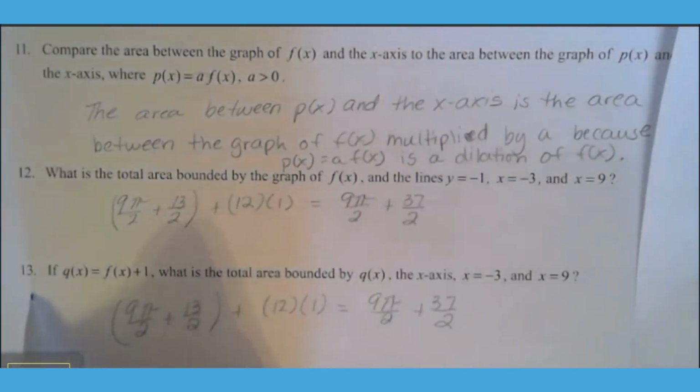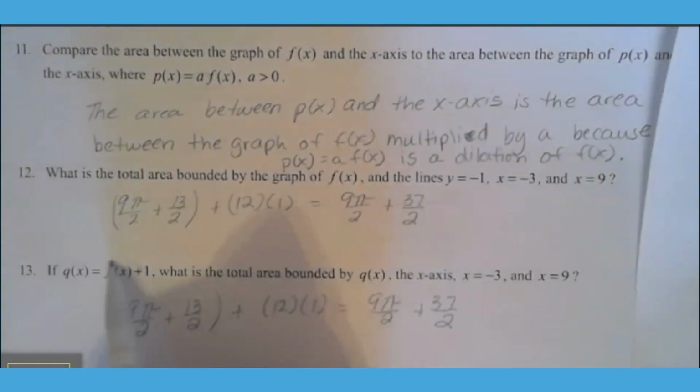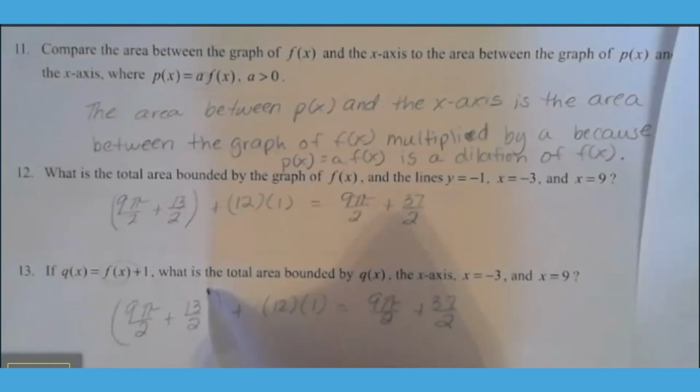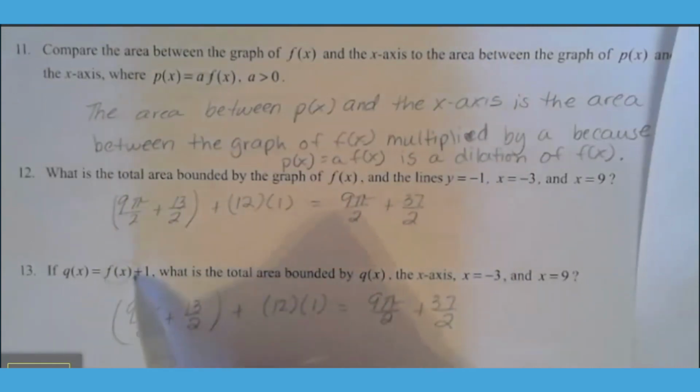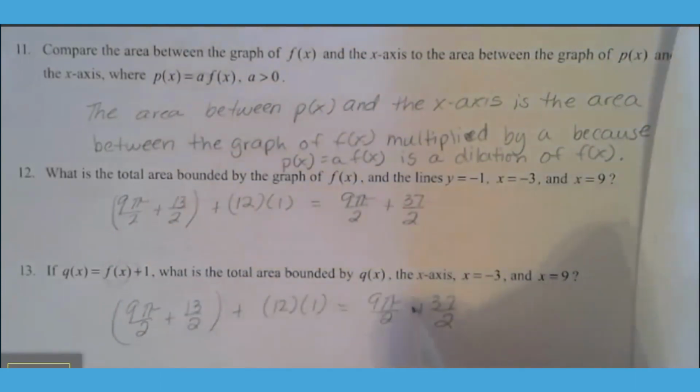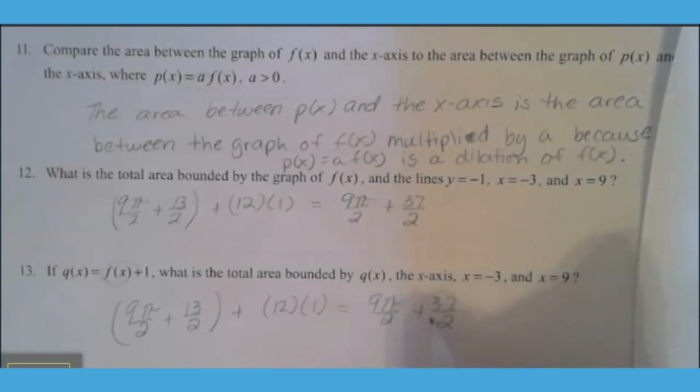The same can be said on 13, where I'm taking my original function and translating that up 1. Again, seeing what that visually looks like, you should be able to see that we have our original function plus the area of a 12 by 1 rectangle, giving me the same area that I had here, which is 9 pi halves plus 37 halves.